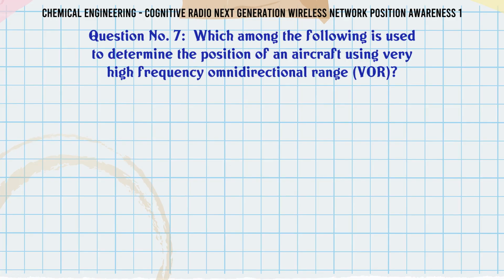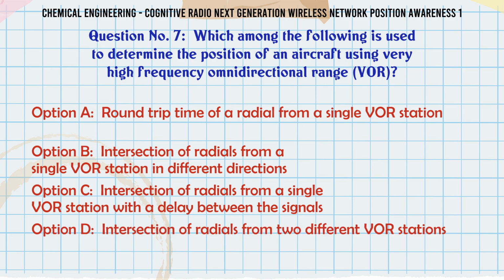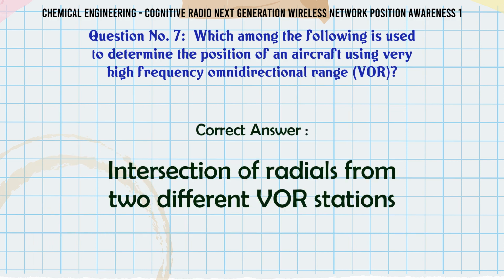Which among the following is used to determine the position of an aircraft using Very High Frequency Omnidirectional Range VOR? A. Round trip time of a radial from a single VOR station. B. Intersection of radials from a single VOR station in different directions. C. Intersection of radials from a single VOR station with a delay between the signals. D. Intersection of radials from two different VOR stations. The correct answer is intersection of radials from two different VOR stations.